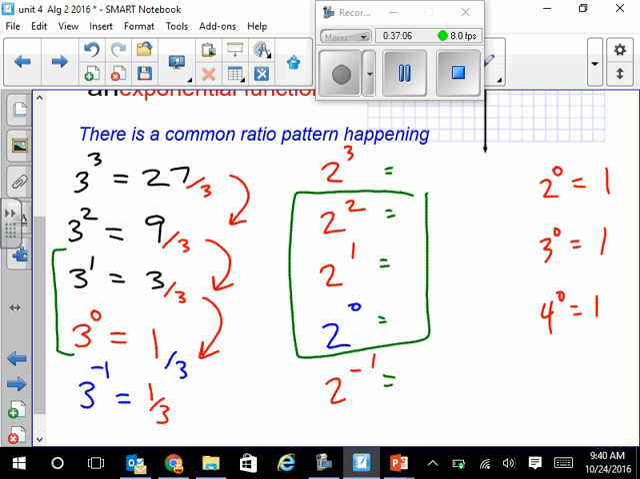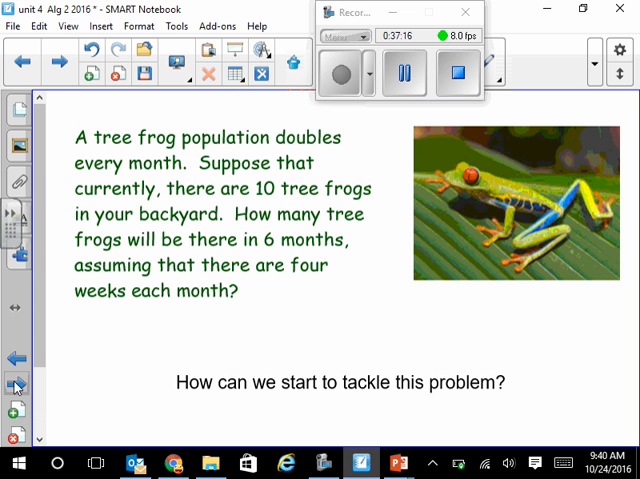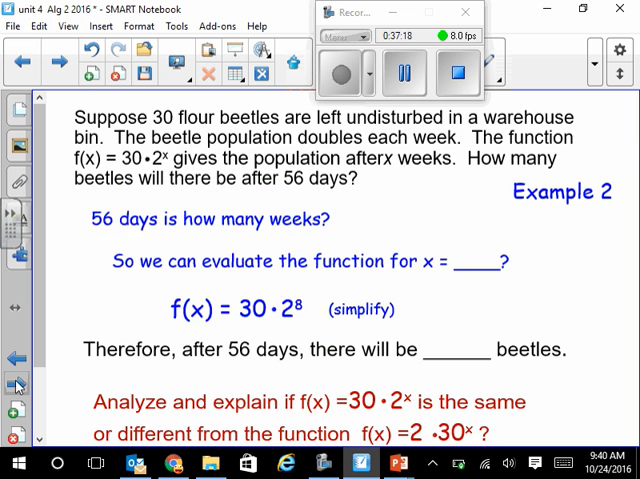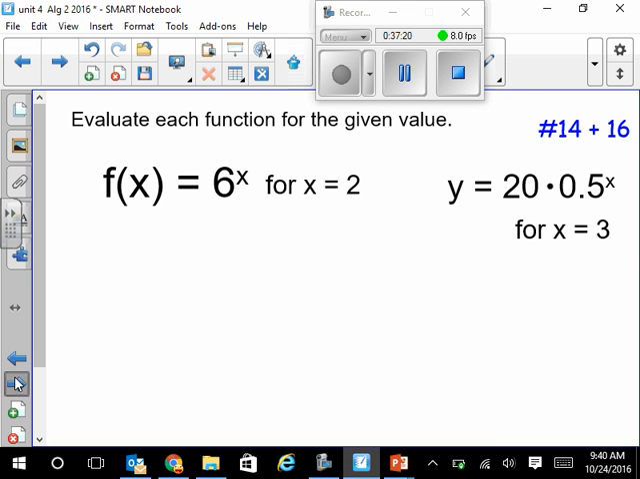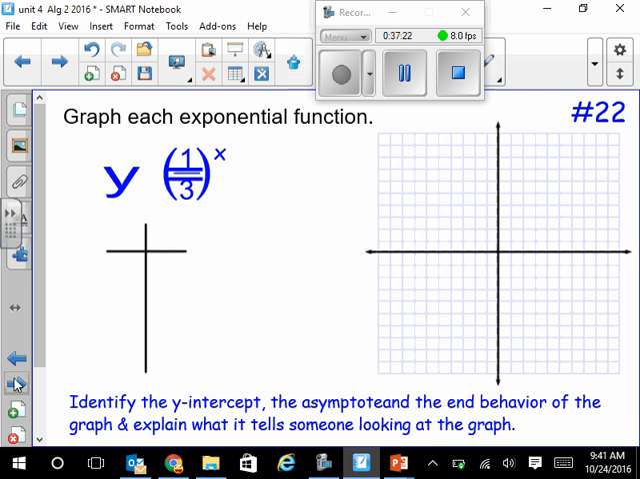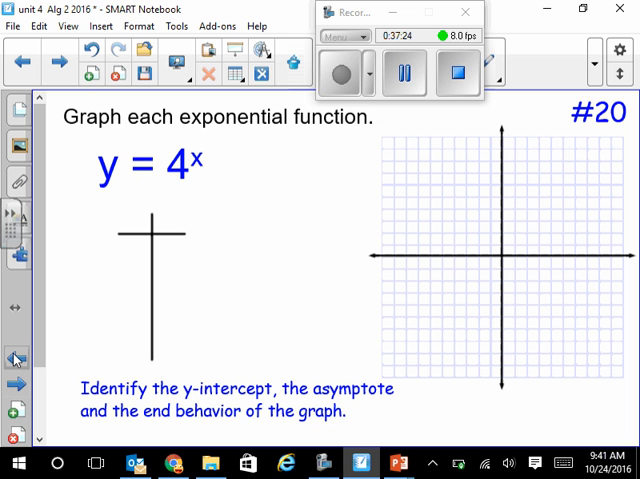So here's the part that I didn't give you. The 3 means this x here. The 2, the 1, the 0, and the -1.